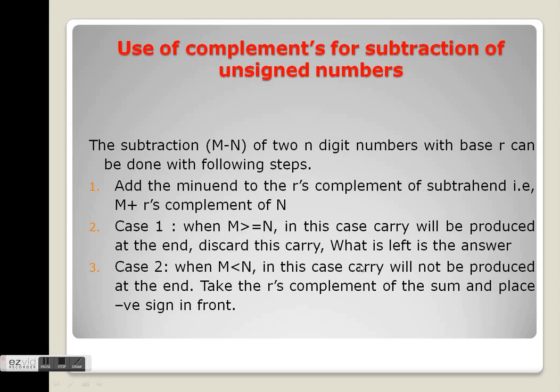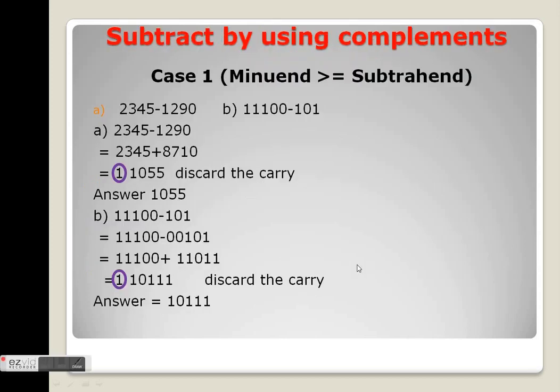Students, when we will not get a carry, it will make case number 2. And in this case, we will find the r's complement of the result, and after that we'll put a negative sign in front of the r's complement value, and it will make our answer. And students, also in this case you will observe that the value of m will be less than n. Students, let's now discuss some questions to understand this concept in a better way.